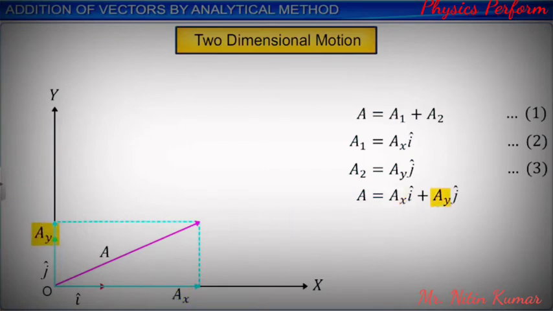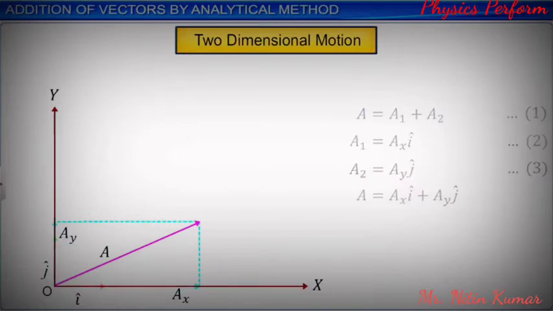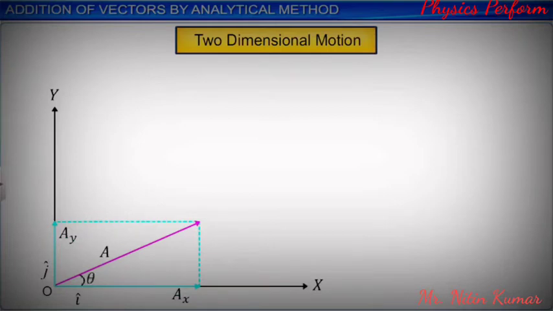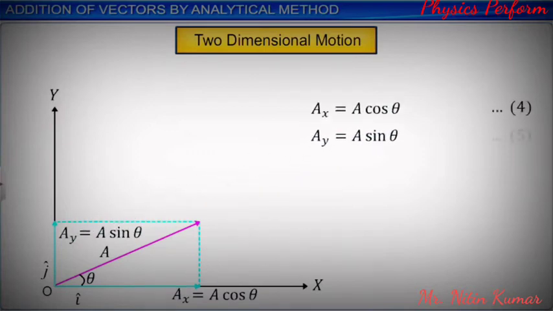Here, A makes an angle theta with the x-axis. You can write AX is equal to A cos theta and AY is equal to A sin theta. Let these expressions be equations 4 and 5 respectively. AX and AY can be positive, negative, or 0 depending on the angle theta.